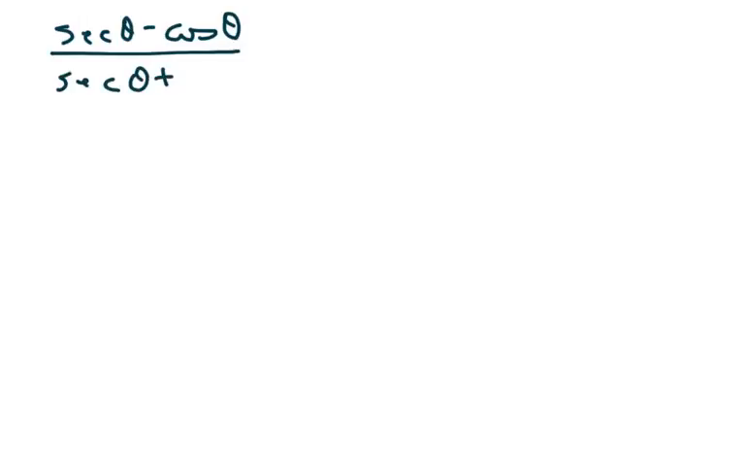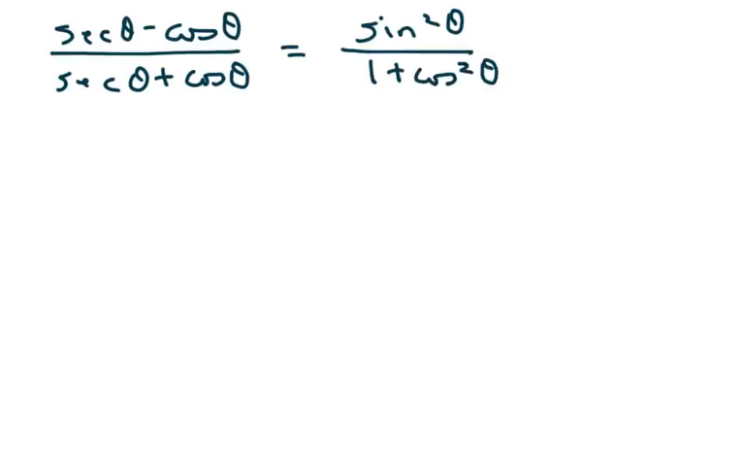So the next one's very similar. We have secant theta minus cosine theta over secant theta plus cosine theta. You notice they're the same except for the sign changes. And we want this to equal sine squared theta over 1 plus cosine squared theta. So this is pretty basic here. I'm going to write my left side in terms of cosine and sine, or in this case, just in terms of cosine.